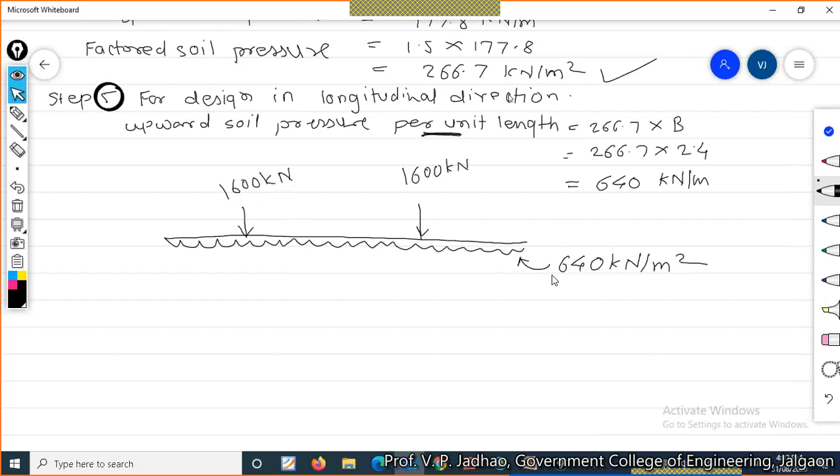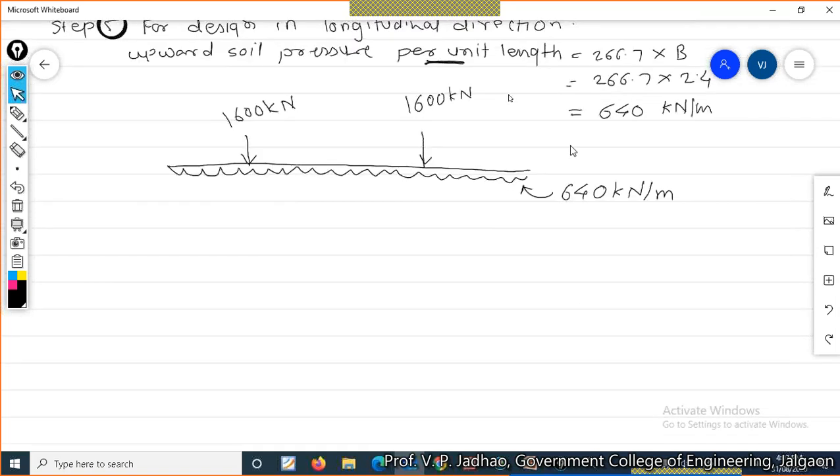Okay, so we have converted this kilonewton per meter square loading into kilonewton, sorry, this will be kilonewton per meter only. So this load on the footing, if we are designing this as a beam, is 640 kilonewton per meter. Now we have to calculate the bending moment and shear force for this particular beam. We'll first calculate the shear force.